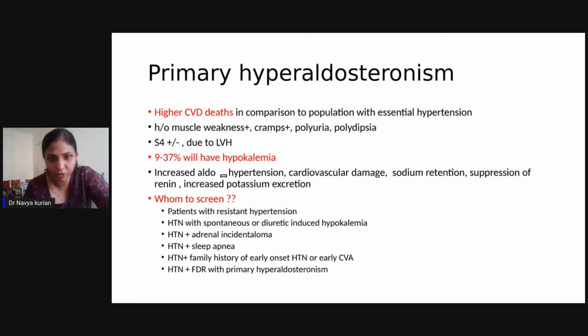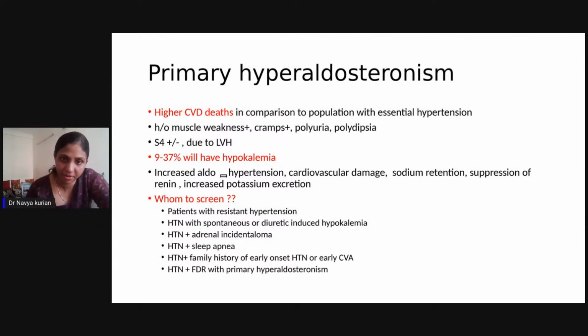So coming to primary hyperaldosteronism, the importance of primary hyperaldosteronism is that it has higher CVD deaths in comparison to the population with essential hypertension. Patients will have muscle weakness and cramps due to hypokalemia. They will also have polyuria and polydipsia due to hypokalemia-induced nephrogenic diabetes insipidus. These patients will have marked left ventricular hypertrophy, so a fourth heart sound may be present. The prevalence of hypokalemia in primary hyperaldosteronism is just 9 to 37%. Increased aldosterone will cause hypertension, cardiovascular damage, sodium retention, suppression of renin, and increased potassium excretion.